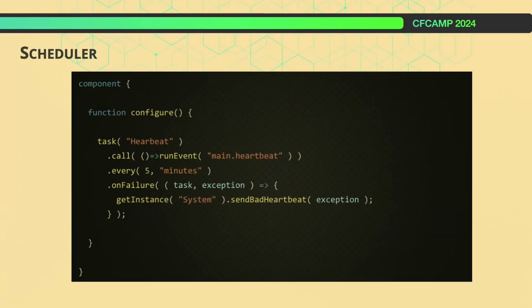Here's a heartbeat from one of our apps. We create a task called heartbeat. We call our event. Like I said, this is a ColdBox example, but this could be anything. That call can be anything. Every 5 minutes, and if there's a failure, right, I'm going to get my system instance, and I'm going to send a bad heartbeat with that exception. Right? And I'm going to log my bad exceptions. Okay? So now I've attached a listener right into my task definition that whenever that failure happens, that's going to execute.